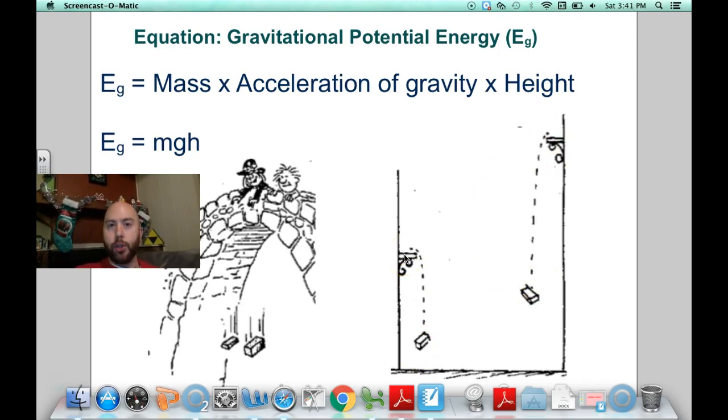Here we have two identical bricks, but they fall from different heights. Which has more potential energy relative to the ground? Again, notice we can easily say that the higher you are off the ground, the more potential energy you have.